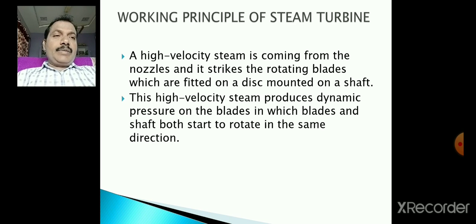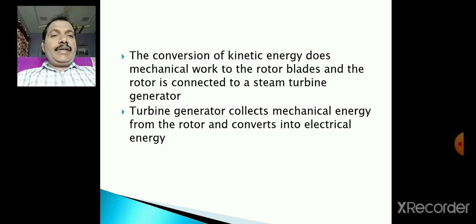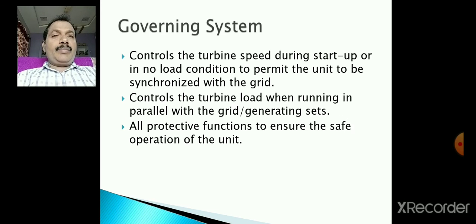So the working principle of a steam turbine. A high velocity steam comes from the nozzles and strikes the rotating blades, which are fitted on a disc mounted on a shaft. This high velocity steam produces dynamic pressure on the blades, so the blades and shaft both start to rotate in the same direction. The conversion of kinetic energy does mechanical work on the rotor blades, and the rotor is connected to a steam turbine generator, which collects mechanical energy from the rotor and converts it into electrical energy. So this is the turbine working.